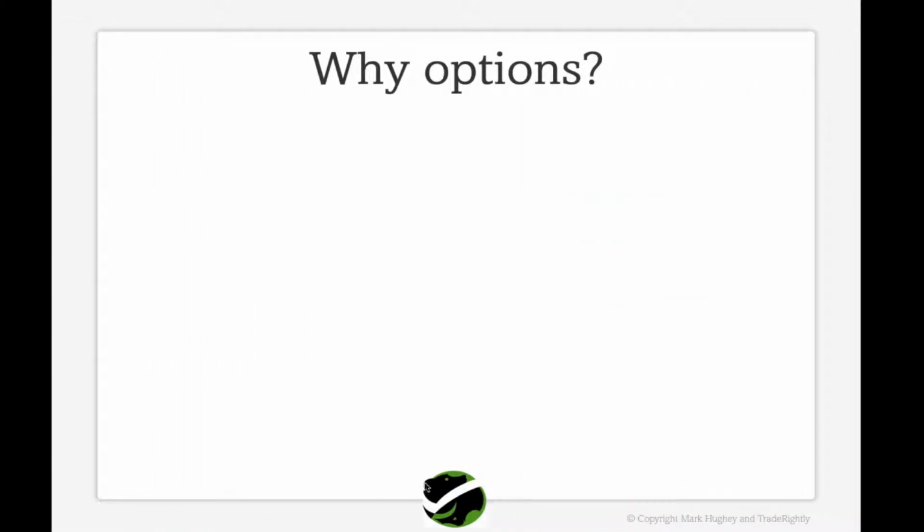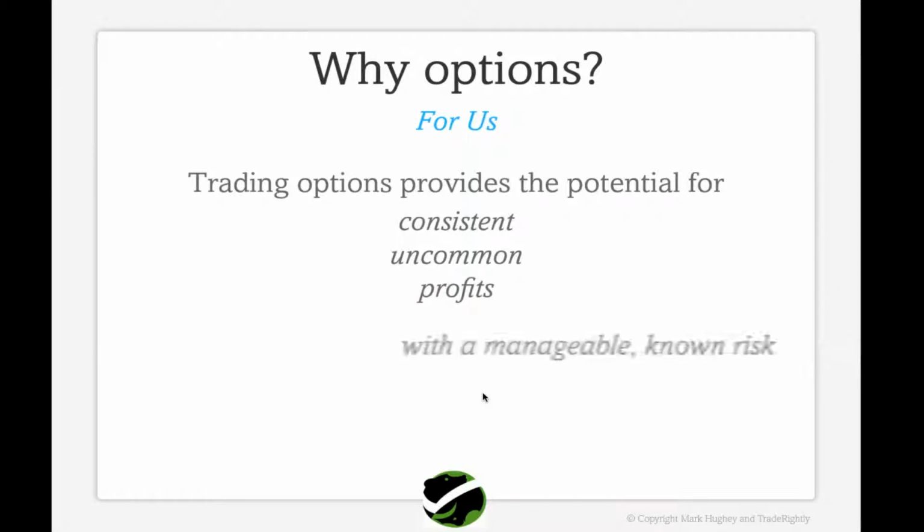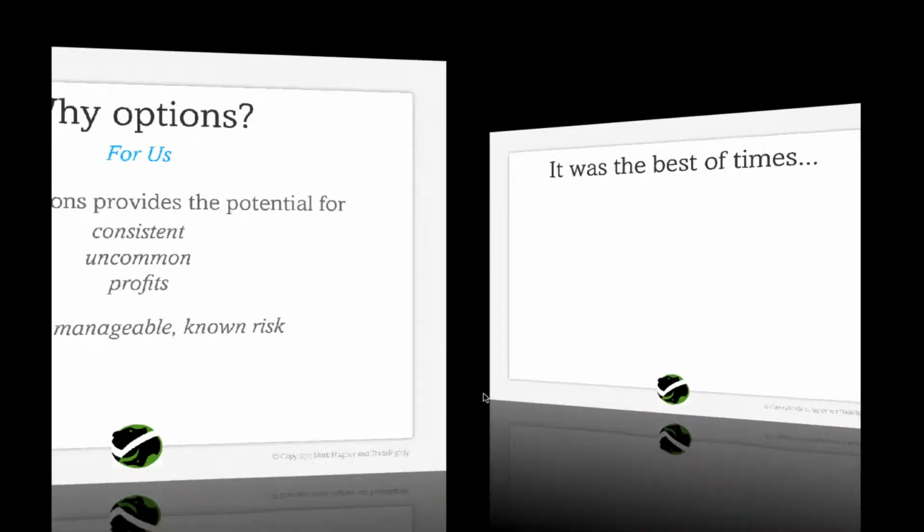Now, you and I trade options because it gives us consistent and uncommon, and by uncommon I mean huge profits, with a manageable known risk. That is, we know upfront the maximum amount at risk, and we have several strategies that help us reduce potential losses if a trade doesn't go our way. Stick with me, Grasshopper, and I will teach you the secrets, at least those that I know.